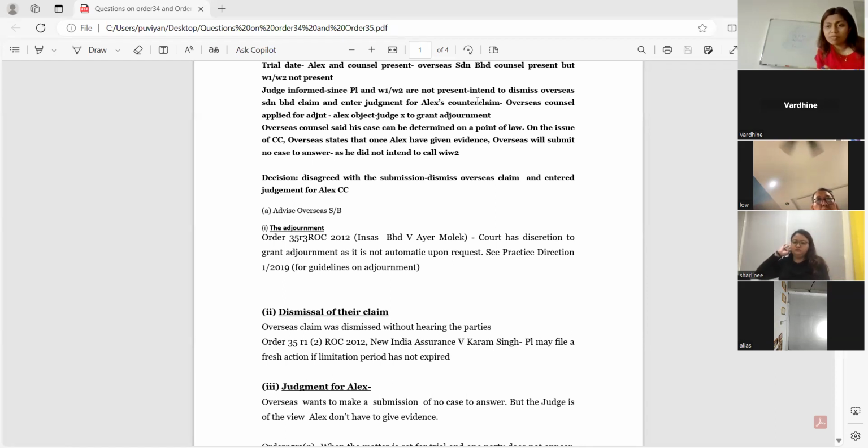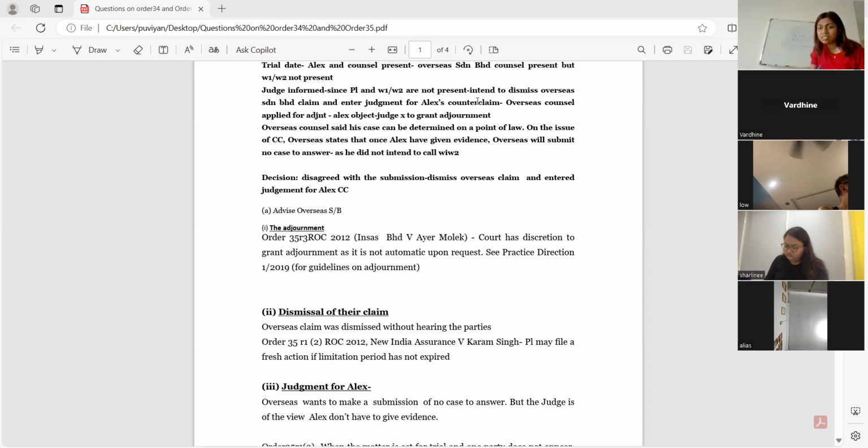First thing, you must comment whether the sessions court judge is correct or not. Alex has no witness. Once again, same order: Order 35, Rule 1, subsection 2. When one party does not appear, the judge may proceed with the trial of the action or any counterclaim in the absence of the party, or without trial give judgment. So, pursuant to Order 35, Rule 1, subsection 2, the judgment given on the counterclaim is correct, right?